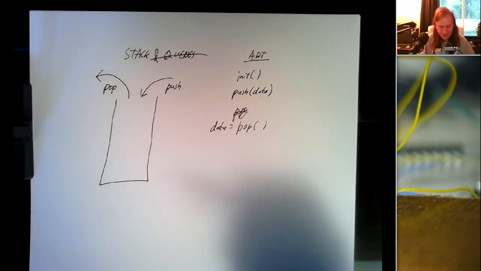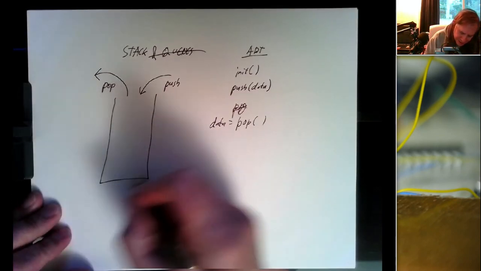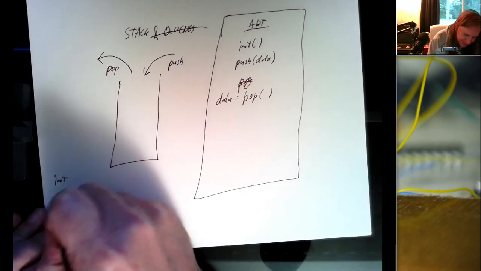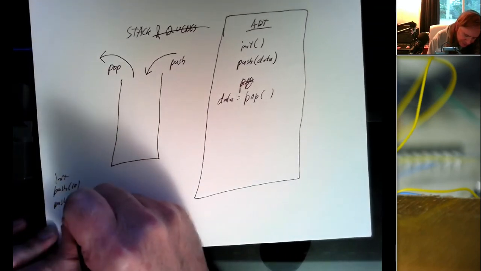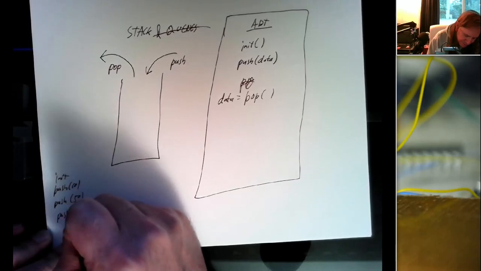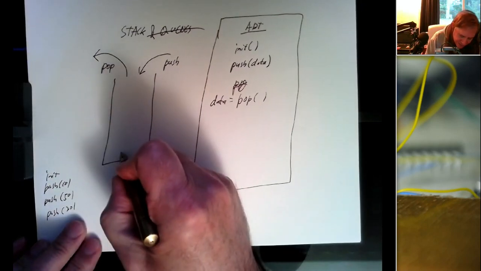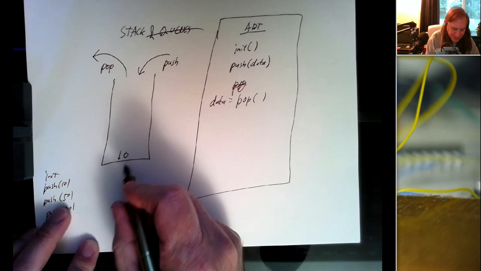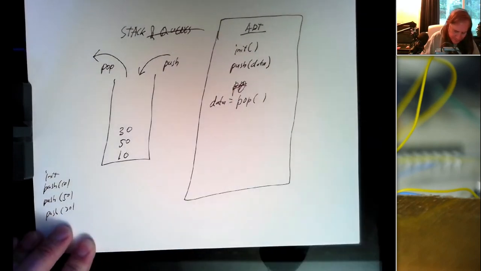And so if we wanted to implement this on paper, we could do something like this. Let's suppose we initialize a stack, and then we push a 10, and we push a 50, and we push a 30. So we could imagine that 10 coming right here at the bottom of the stack. It's the only thing on there. And then we push a 50, and then we push a 30.